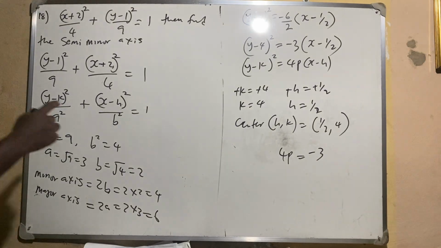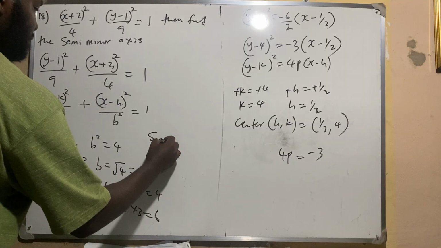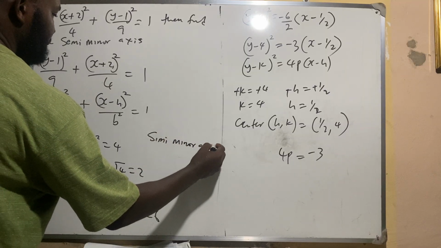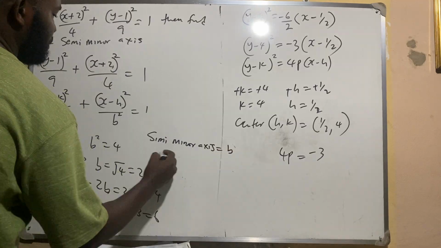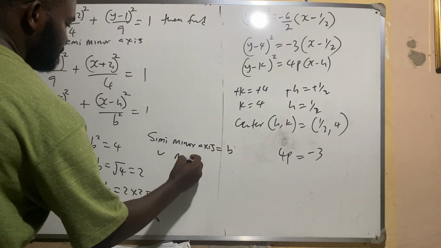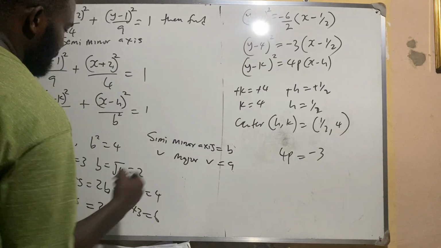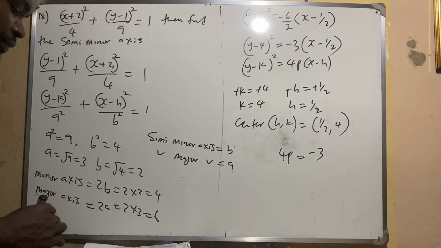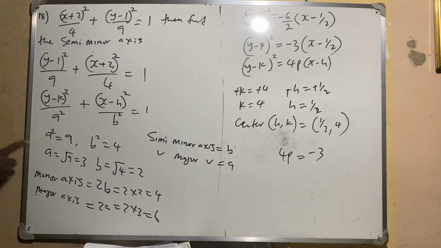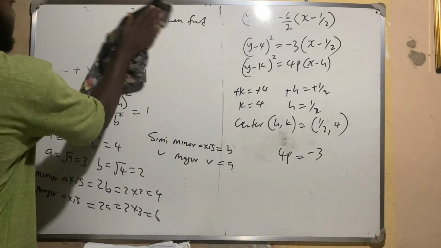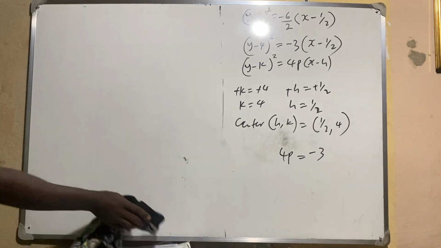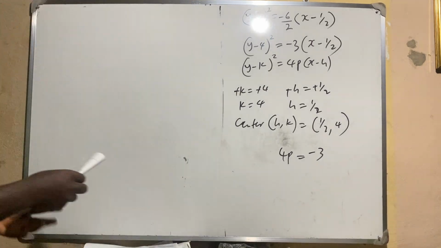But what they are asking us is the semi. They say we should find the semi minor axis. Semi minor axis is simply b, while the semi major axis is simply a. So the semi minor axis is 2, while the semi major axis is 3. So that is that. Please watch my video on ellipse to understand better.